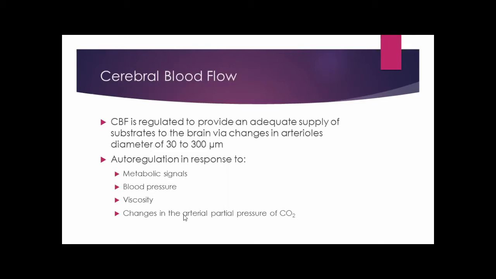So going back to cerebral blood flow, because this is something that we can manipulate in our patients. So as a refresher, cerebral blood flow is regulated to provide an adequate supply of substrates to the brain via changes in the arterioles. Normally the diameter ranges from 30 to 300 micrometers. Autoregulation occurs in response to metabolic signals, blood pressure, viscosity, and changes in the arterial partial pressure of carbon dioxide.